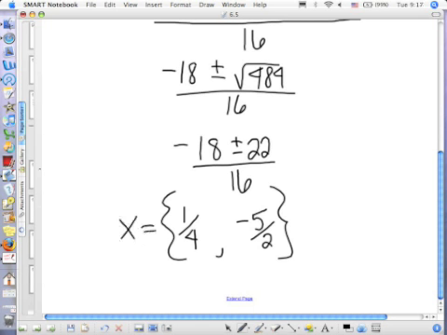Where'd you get those again? Solving this, the first one is negative 18 plus 22 over 16. And the next one is negative 18 minus 22 over 16. Okay? And then you just simplify.